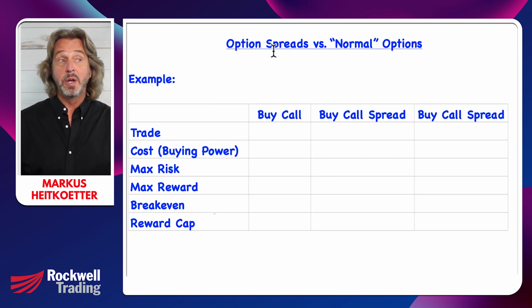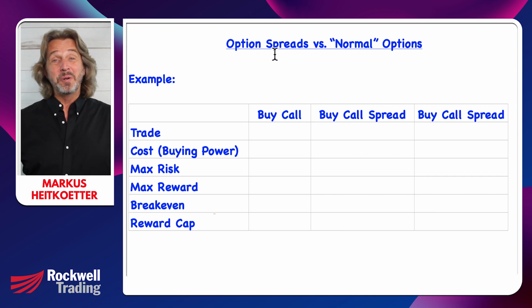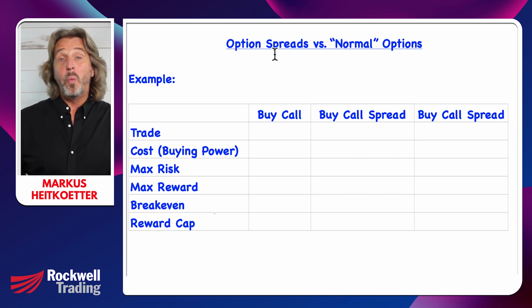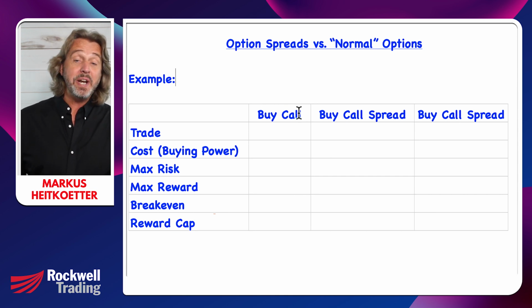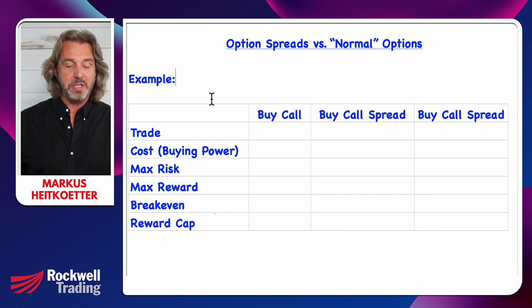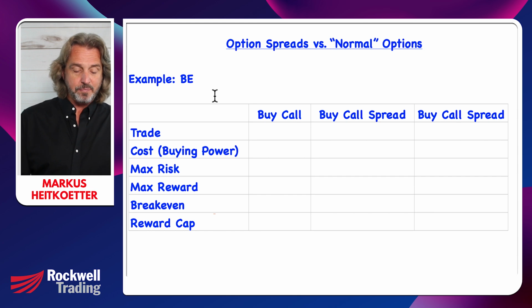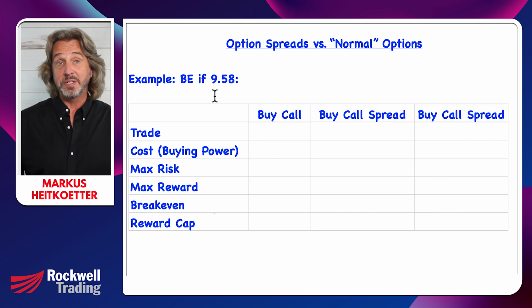Now, it hasn't been triggered today, but the idea is that I want to show you this very specific example. I prepared a little for you, because I want to show you when it makes sense to just buy a call, and when it makes sense to buy a call spread. I want to use two examples here. The example is BE. We want to trade BE if it goes above $9.58.